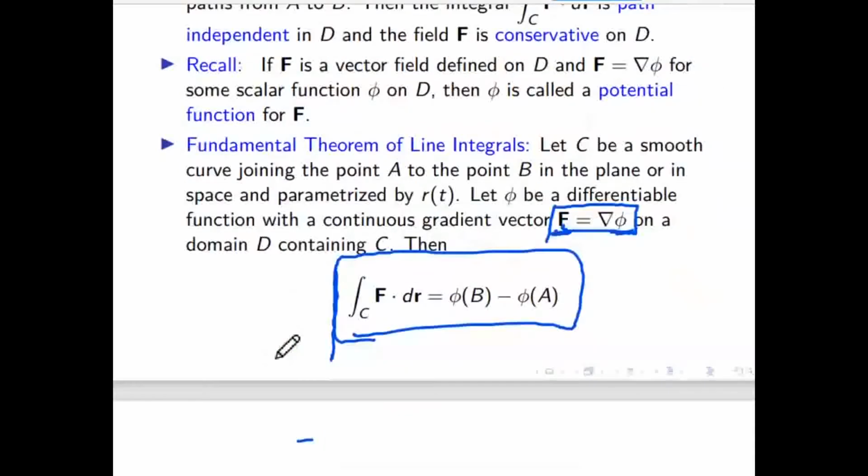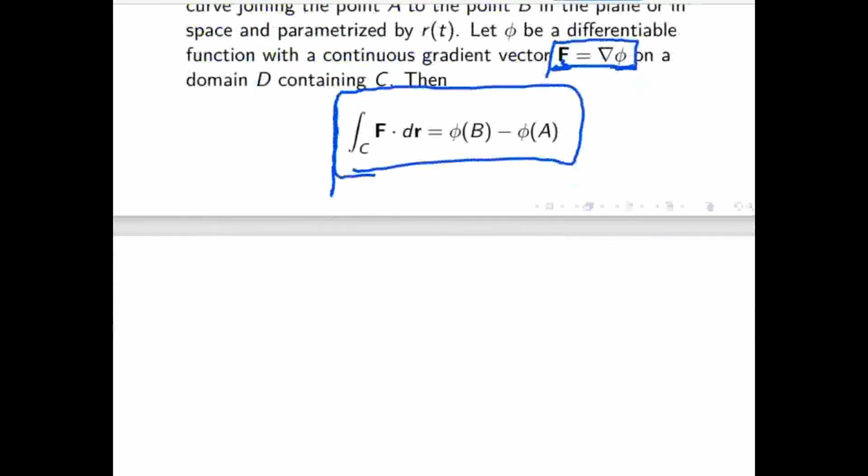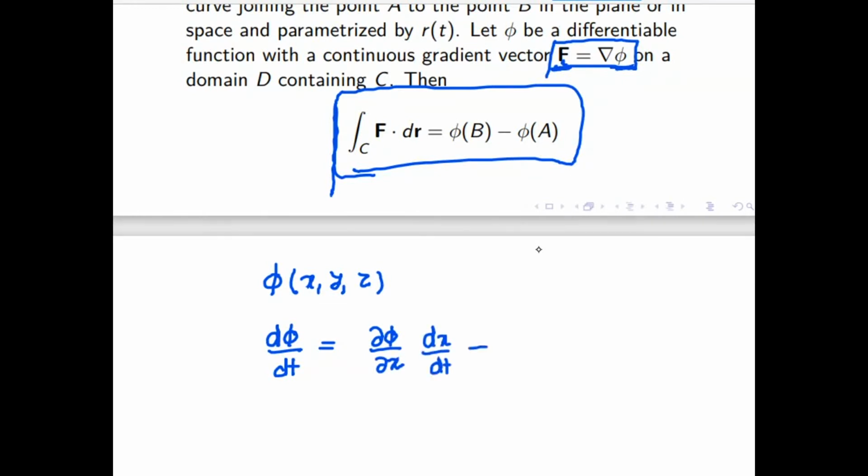So now first I will prove this. If f equals grad phi, then this line integral is equal to phi b minus phi a. Suppose phi is a function of x, y, z. So what is d phi by dt by chain rule? It will give del phi by del x dx by dt plus del phi by del y dy by dt plus del phi by del z dz by dt.